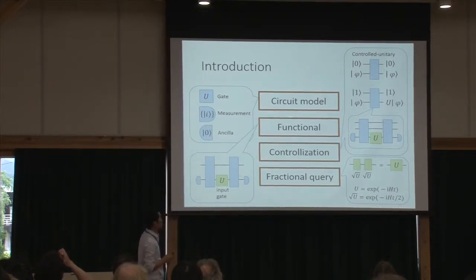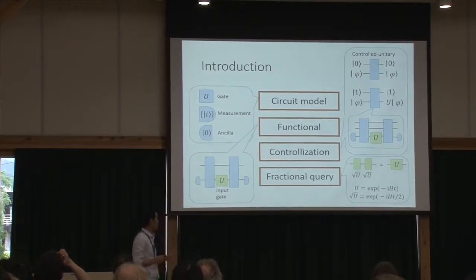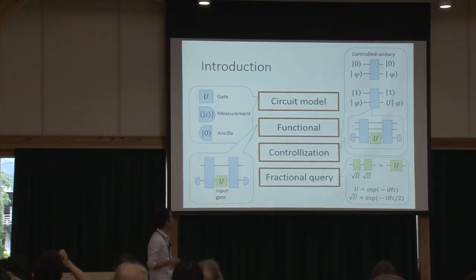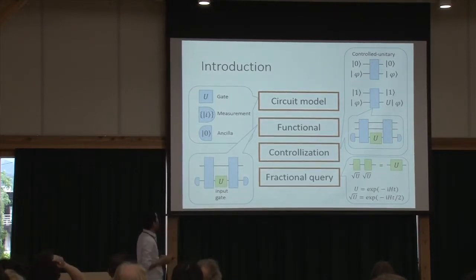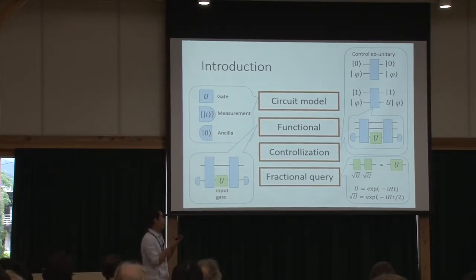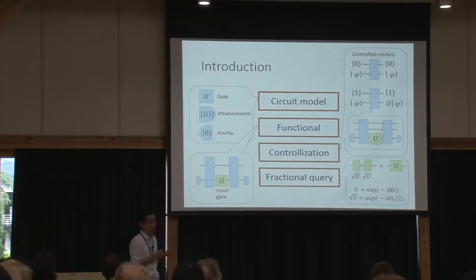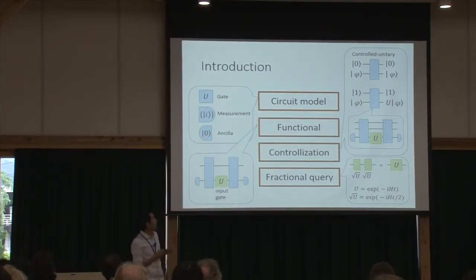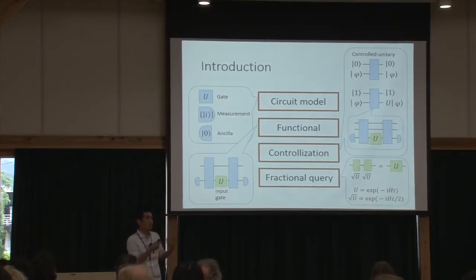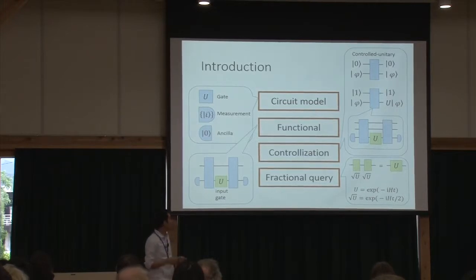So these four keywords: circuit model, functional, controllization, and fraction query. By circuit model, I mean a paradigm of quantum computation that uses quantum gates, measurements, and ancillas. And also, I should have included this discarding of ancillas if necessary.